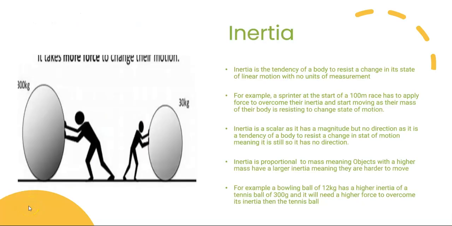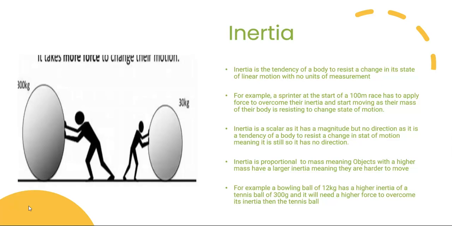Inertia. Inertia is the tendency of a body to resist a change in its state of linear motion, with no units of measurement. For example, a sprinter at the start of a 100-meter race has to apply force to overcome their inertia and start moving, as the mass of their body is resisting a change in state of motion. Inertia is a scalar as it has magnitude but no direction, as it is the tendency of a body to resist a change in state of motion, meaning it is still, so it has no direction.